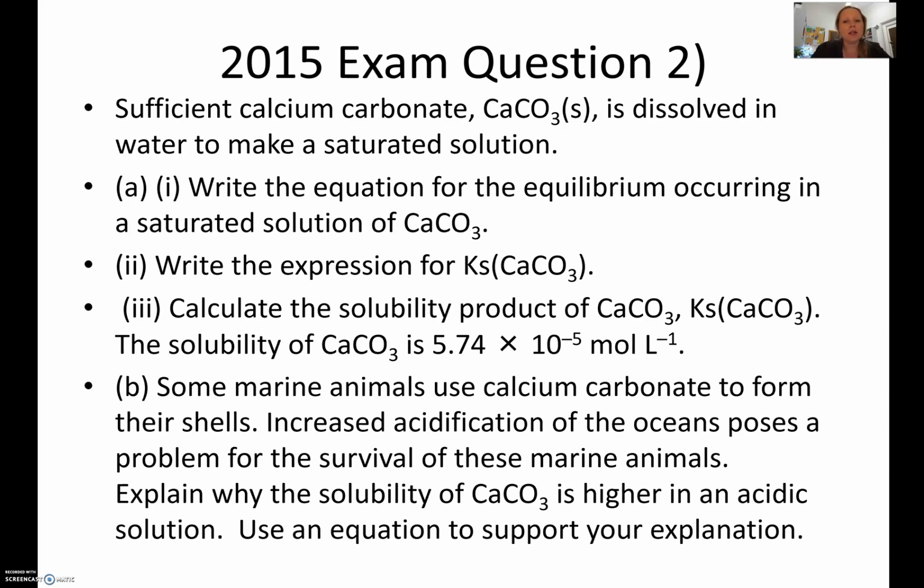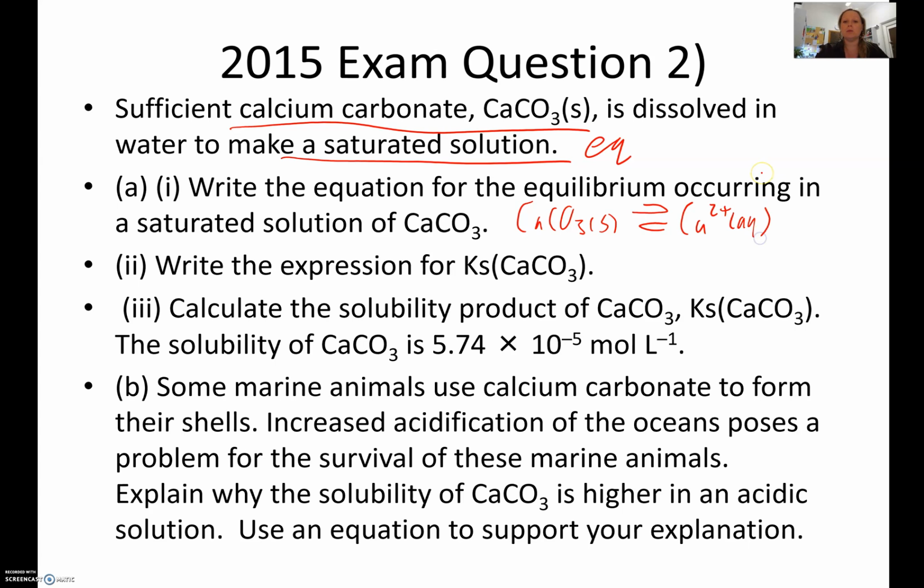Okay, so here's the 2015 exam. It says sufficient calcium carbonate is dissolved in water to make a saturated solution. Straight away, because it says saturated solution, we know that we are in equilibrium. It says write the equation for the equilibrium occurring. So that's nice and easy. So when you write the equation, it's starting with the solid and forming aqueous ions. Remember, you never need to include water in this equation. And that's purely because aqueous means dissolved in water, so it's done for you.